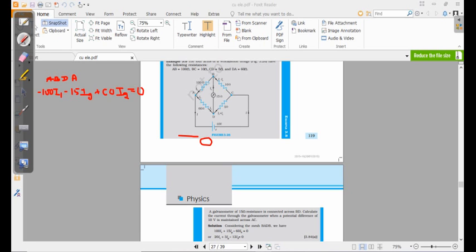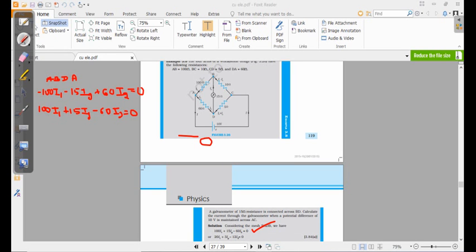Now multiply this equation by a negative sign. That becomes 100 I1 plus 15 Ig minus 60 I2. Now check the equation again. Here also we have the same answer: 100 I1 plus 15 Ig minus 60 I2.